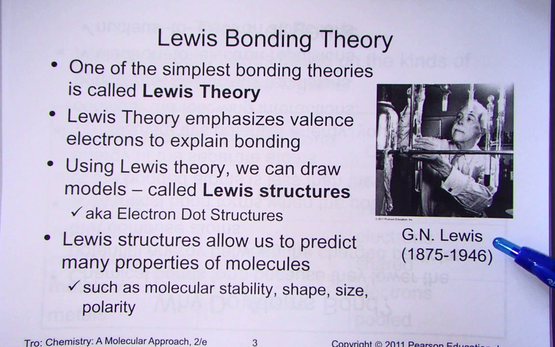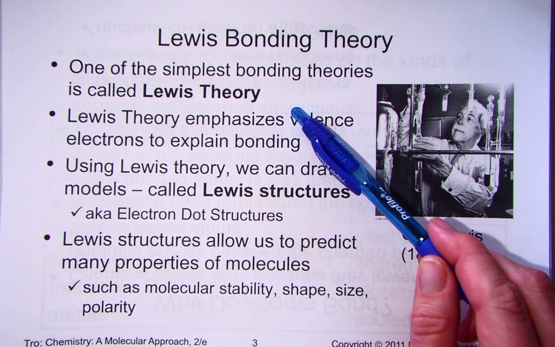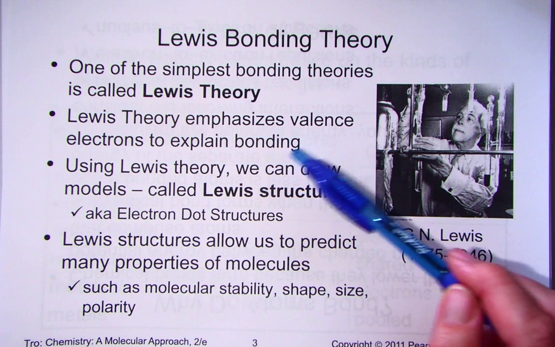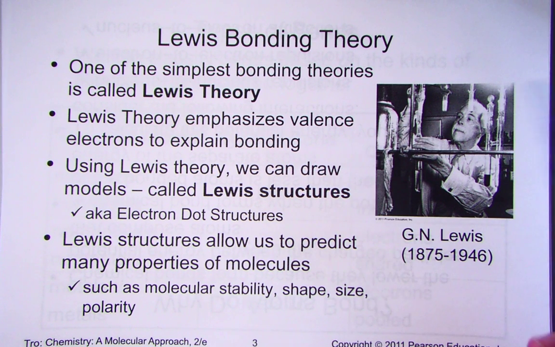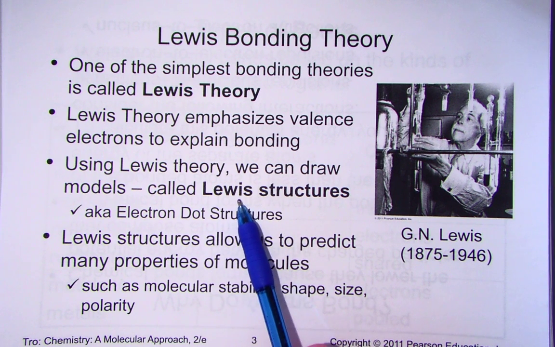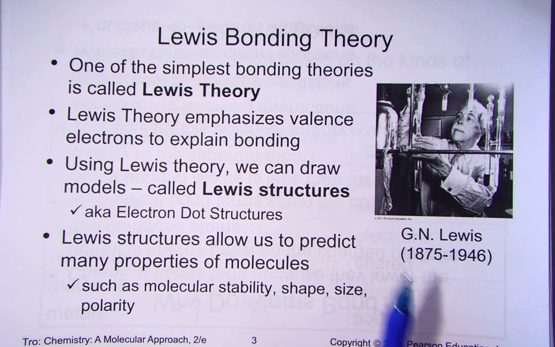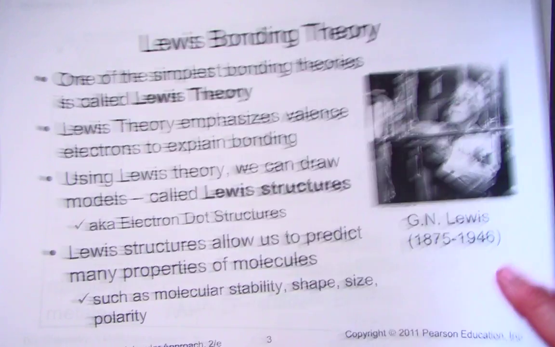Here's a picture of G.N. Lewis. Lewis bonding theory also is discussed with acids and bases as well, so his name appears several different ways throughout our chemistry book. The Lewis theory is often called the electron dot theory as well. He emphasizes the valence electrons to help explain bonding. When we use the Lewis theory, we draw structures that are known as Lewis structures or electron dot structures, and this allows us to predict many properties of molecules and helps explain stability, shape, size, and polarity.